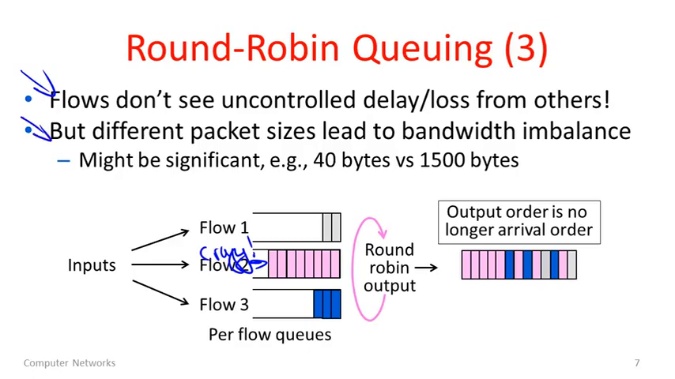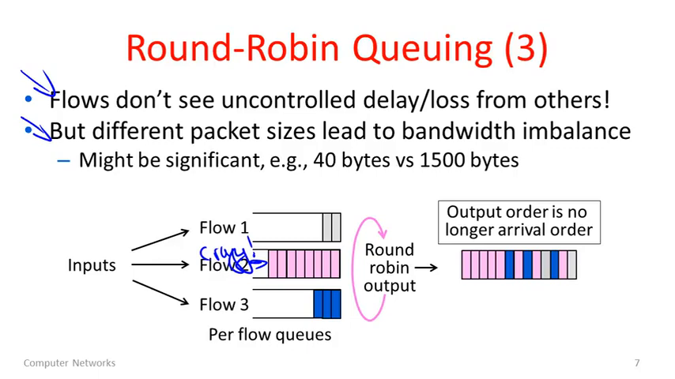However, it can be quite imbalanced. So if our goal was actually to divide the output bandwidth of that link, maybe it was a 150 megabit per second link and we wanted to give 50 megabits per second to 3 different users, we haven't really succeeded with that goal. And the reason is because we haven't factored different packet sizes into account.